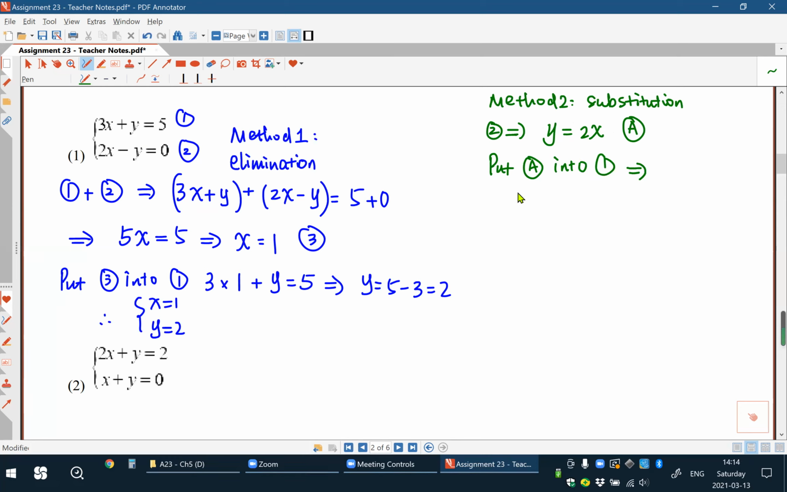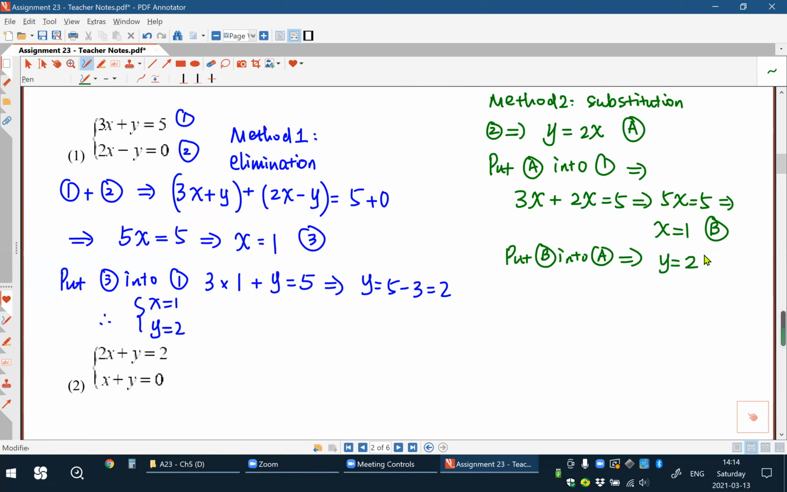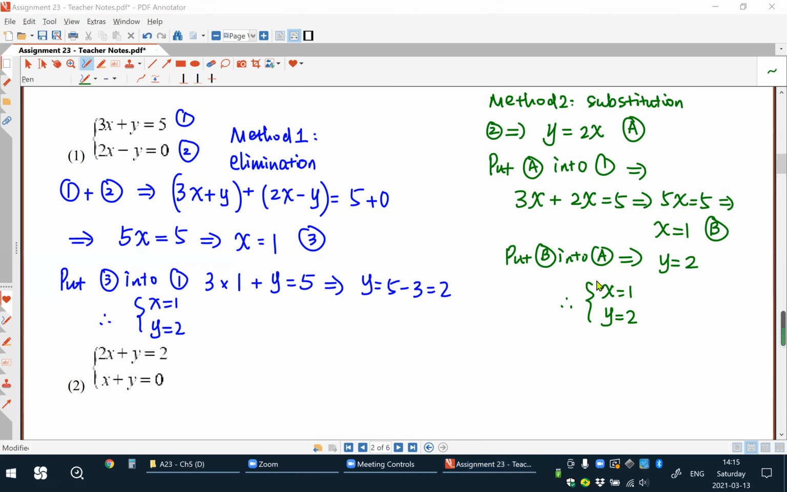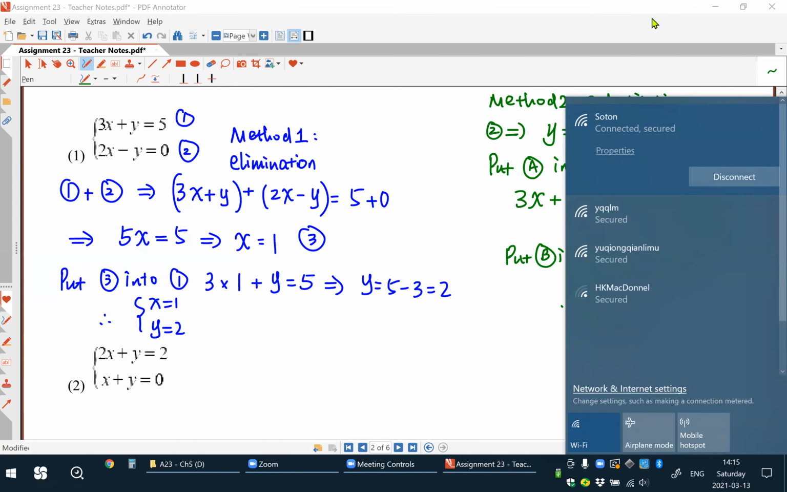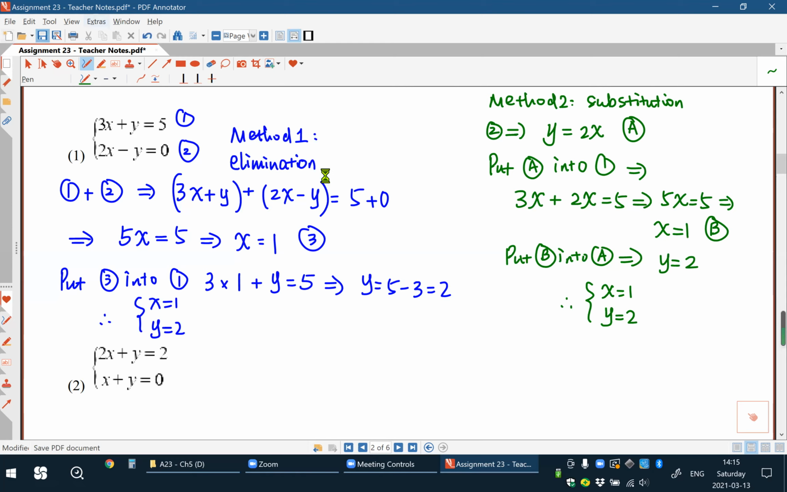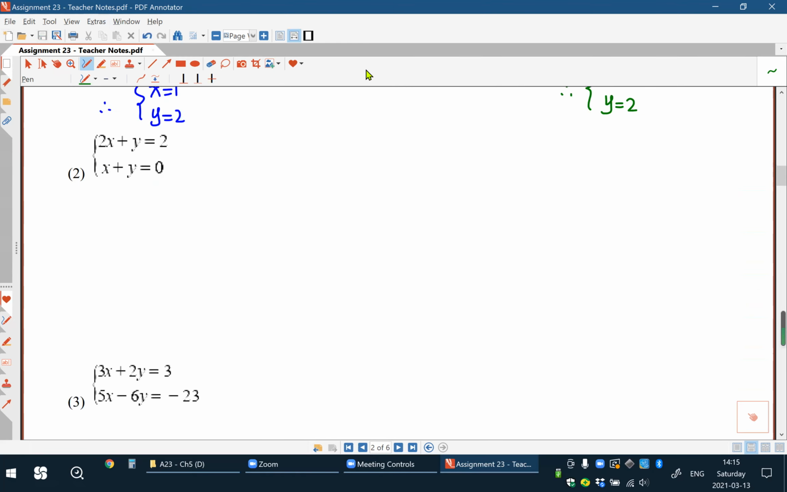Then you will get 3x plus y. y is actually 2x, right? Equals 5. And this means 5x is 5. That gives you x equals 1. Okay, and let's label this with b. Then we can put b back into a to get y equals 2, right? So again, the conclusion is x is 1 and y is 2. Okay, any questions? No? All right, let's see number 2.